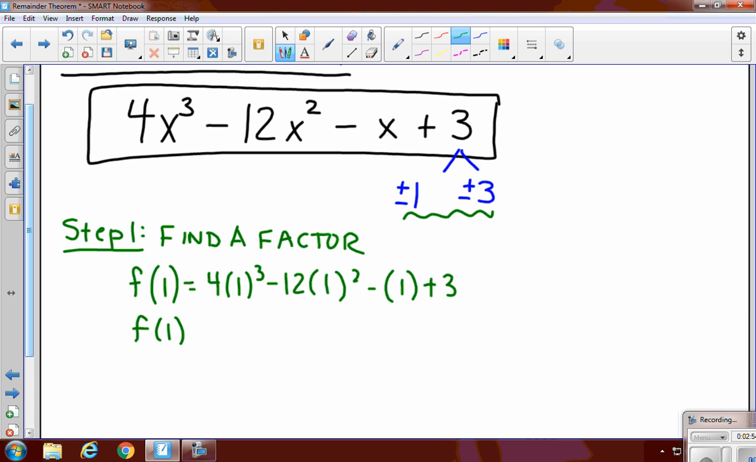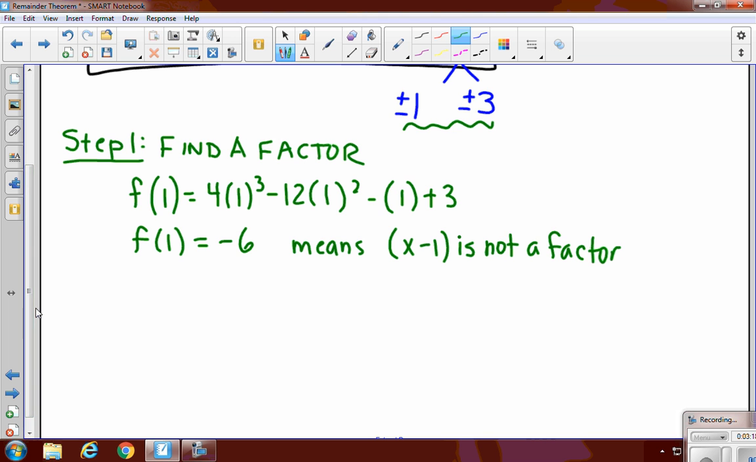But basically, when you go and do all the math and crunch this number out, you get -6. So basically there is a remainder. So this means, since I put a 1 in, x minus 1 is not a factor because it did not equal 0. So that's not helping us at all. So you try something else.